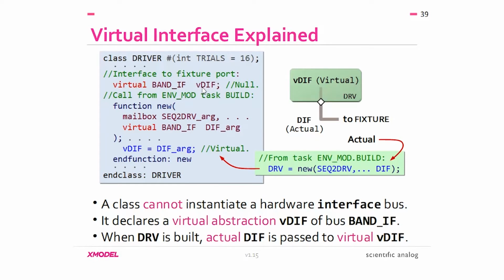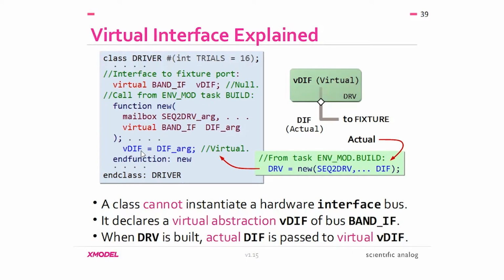But by declaring it virtual, we make this an abstraction. So at this point, we've declared our virtual interface variable vdiff, but it's still null valued. It's a pointer to nowhere. We need to assign it a value either procedurally or as part of a constructor function. Let's do it in this new constructor function. When driver is constructed and its new function is called, an actual value will be passed into this formal argument diffarg, and this argument is just the right data type to assign values to vdiff, our virtual interface.